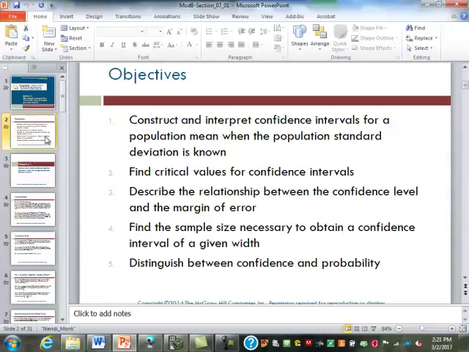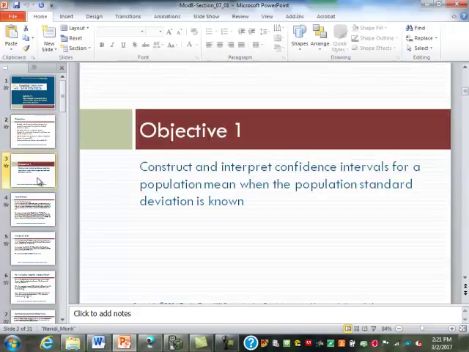So we'll talk about how the margin of error describes how wide that confidence interval is going to have to be, how large it's going to be. Find the sample size necessary. That's a calculation that your calculator does not do for you, so we'll go over that quite a bit, looking at how we calculate that by hand and how we use that formula. And then finally, distinguish between confidence and probability. There's a little bit of a difference there that's often misinterpreted.